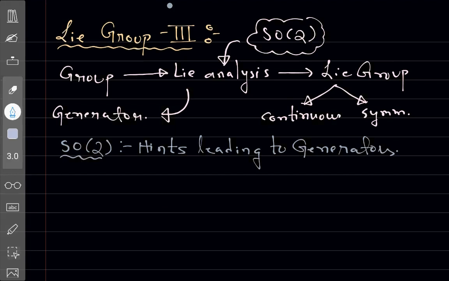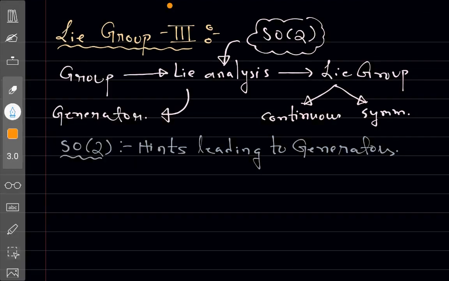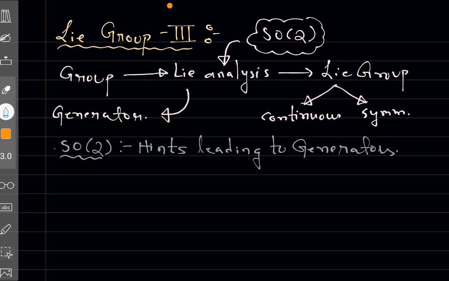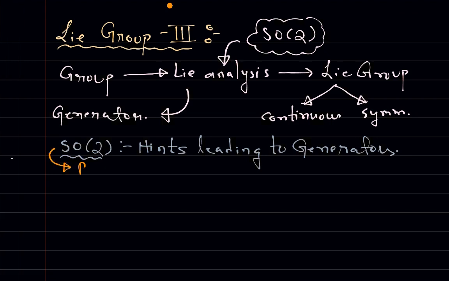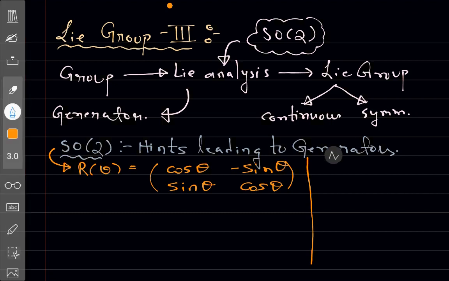Okay, so we are going to do a step-by-step clever analysis. Let's look at an element of the SO2 group. So let us look at R theta. We all know what R theta is, so let me write it down: cos theta, minus sin theta, cos theta. Well, what are the things that you need to remember? Let me write it on the side.